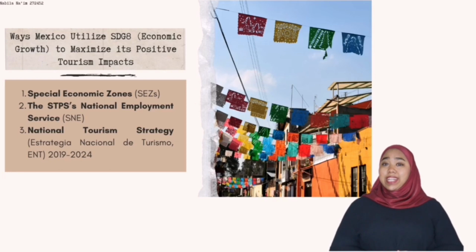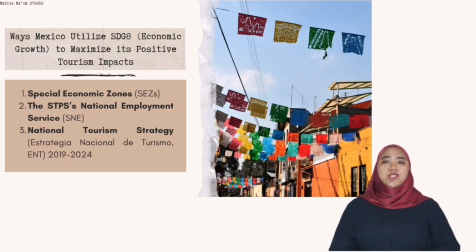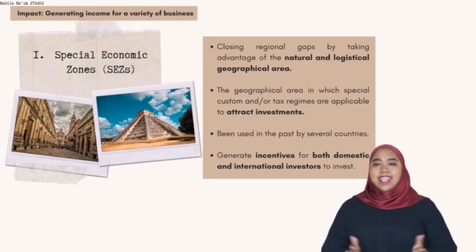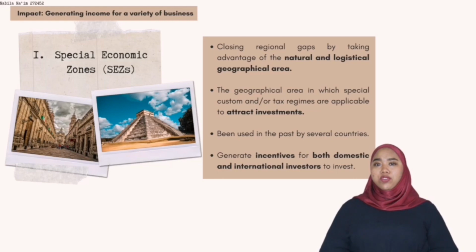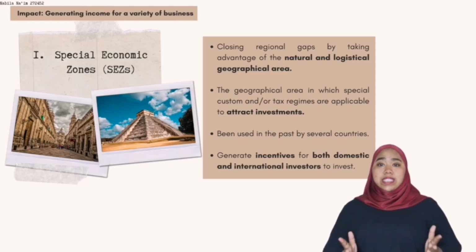Now let's proceed to the next point, which is how Mexico is using SDG 8 economic growth to maximize its positive tourism impact. The first one is Special Economic Zone, SEZ. SEZs have the goal of closing regional gaps by taking advantage of the natural and logistical advantages of a geographic area. SEZs are defined as a specific geographical area in which a special customs or tax regime is applicable to attract investment.